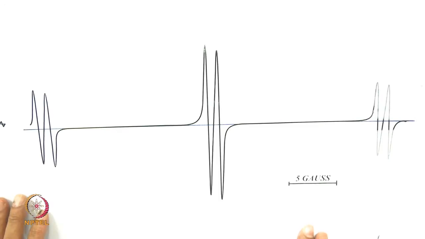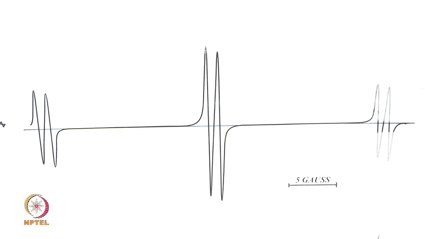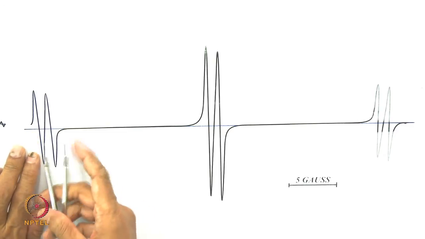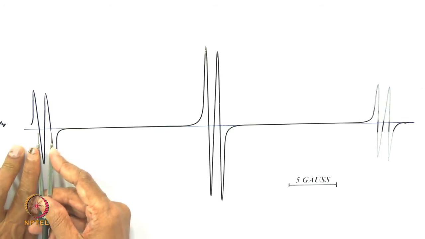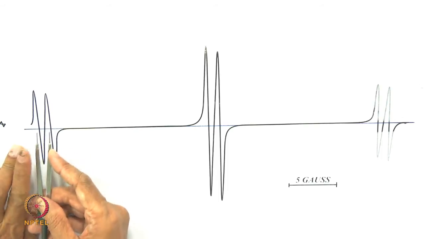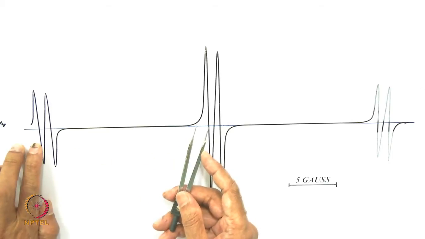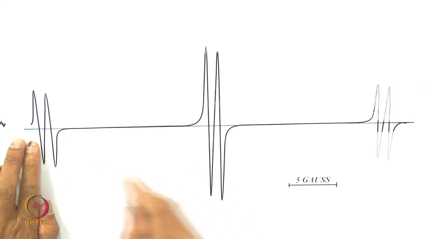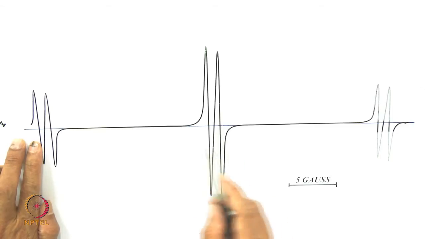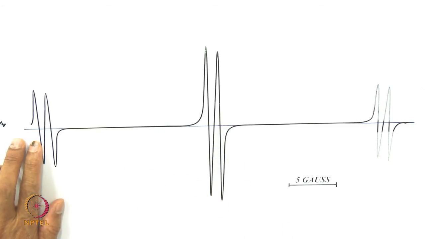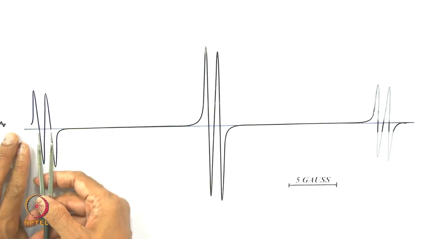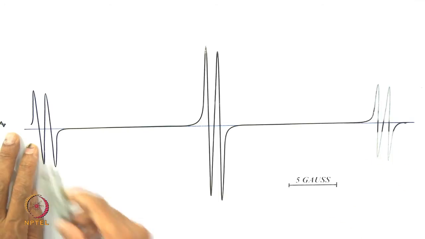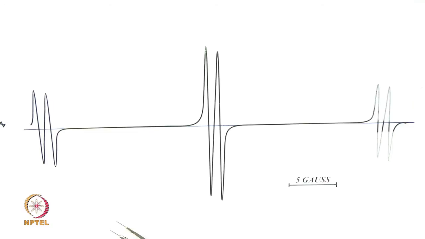Here again we start from the outermost line, then measure the gap between that and the adjacent line, and this is the gap. Now, from here you see the next line does not fall in line, there is no other line adjacent to that. That means that this line and this line belong to different types of nuclei. So, the gap between these two happens to be the same as this, same as this. So, that gives one hyperfine coupling constant, let us call it A1.